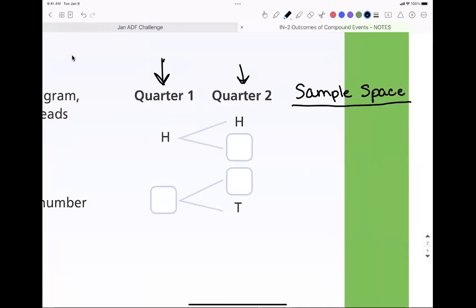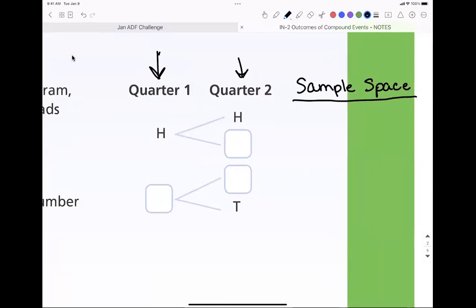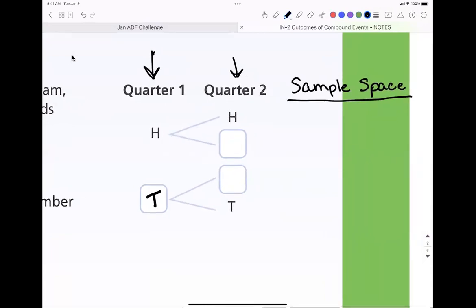All right, somebody that hasn't answered a question yet today, tell me what I would put under quarter number 1 in that second box. Sean? T for tails, good. Somebody else that hasn't answered yet today, under quarter number 2, what would I put in that first box? Kaylin? T for tails, good. And then Tyler, what would you put in that next box? H, good.